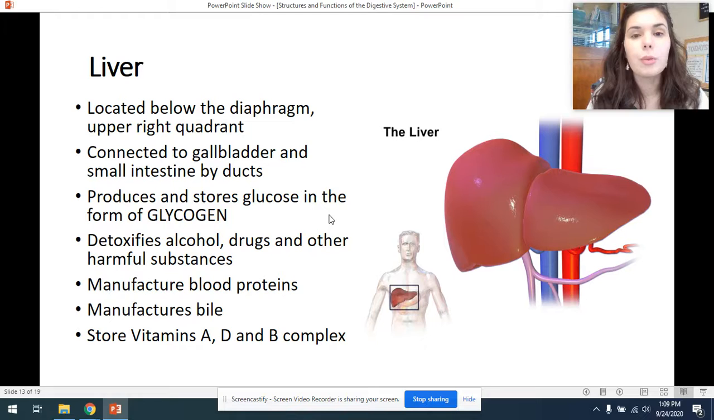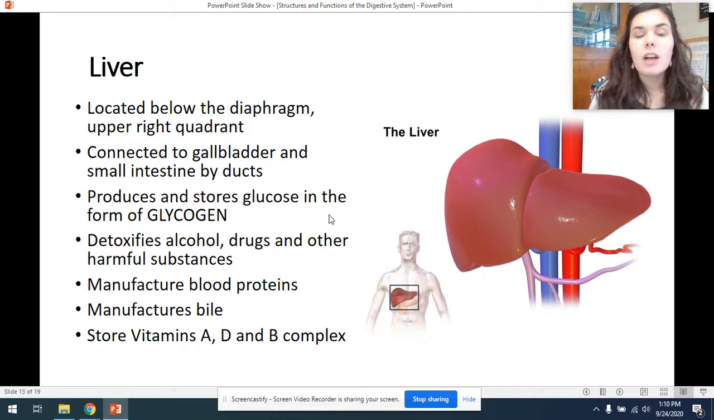The liver, which is also another accessory organ, is located behind the diaphragm in the upper right quadrant. So the diaphragm is that muscle that sits right below the chest that helps to contract and relax to allow our lungs to expand.